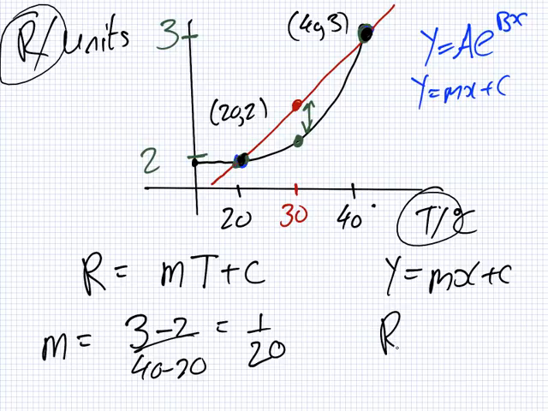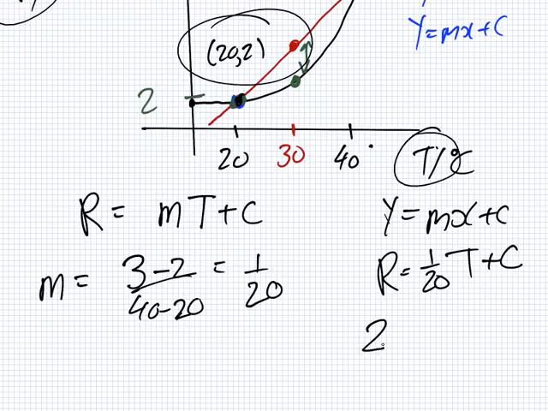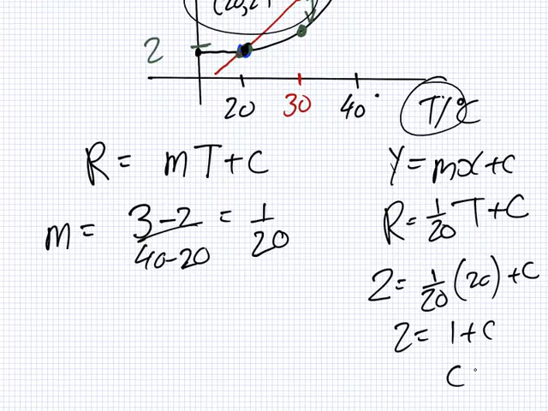I get R equals 1 over 20 t plus c. Now, I'll use this point for my c. So I have 2 equals 1 over 20 times 20 plus C. 2 equals 1 plus C, so C equals 1.